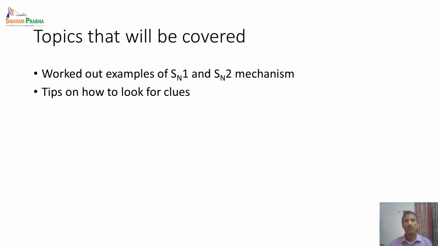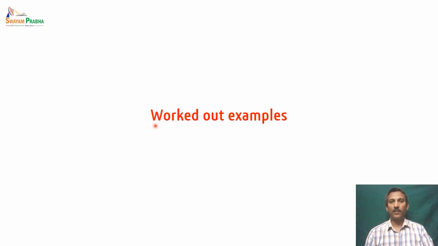The topic that we will be covering is worked out examples of SN1 and SN2 mechanisms, and some tips on how to look for clues to solve these particular problems. Let us now look at a few worked out examples. We have studied so far both substitution nucleophilic unimolecular and bimolecular reactions. Now we will be applying some of these reaction mechanisms to the reactions.